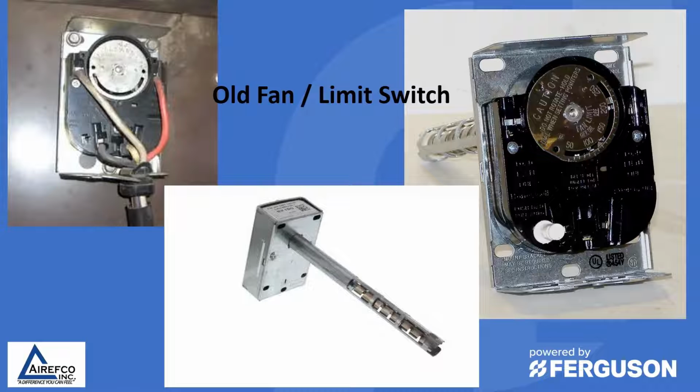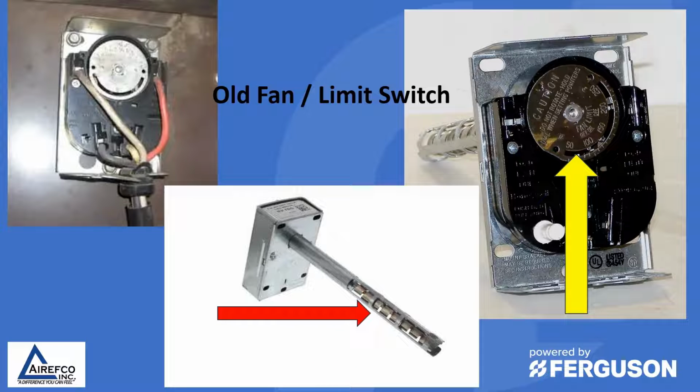Those who have been working in the field for a long time have probably seen these old fan limit switches that had a dial on them where you could set the temperature where the blower motor would come on and also the temperature where the furnace would trip if a high limit situation was arrived at. These also had an insertion that went into the heat exchanger compartment that had a bimetal strip that would rotate when heated, and it would rotate the dial and trip on the set points for the blower and for the heat exchanger high limit.